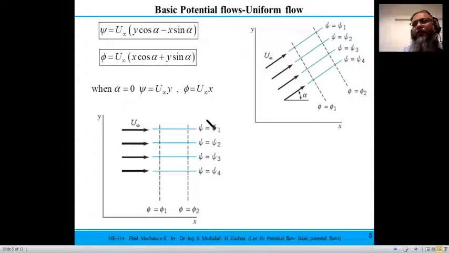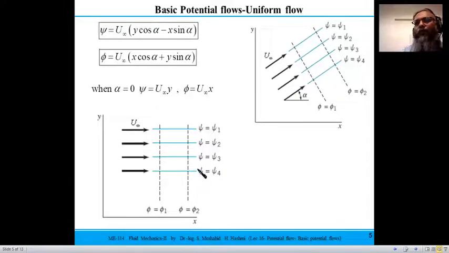That represents, at a given y, let's say y1, corresponding to y1 multiplied by u infinity, there is some stream function. Similarly, when y is y2, you have another stream function, and when y is y3, you have another. And vice versa, we can work out the velocity potential function, which will be orthogonal to the stream function. So at some value of x, which is x1, the corresponding velocity potential function would be phi1.